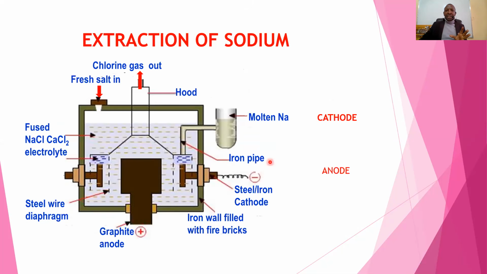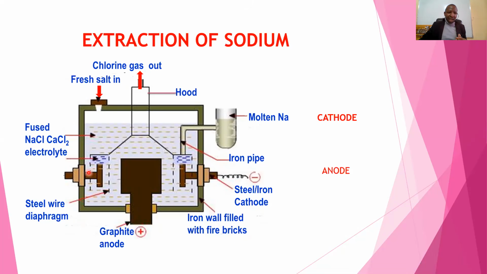Now we are looking at the extraction of sodium through the Downs cell. The entire chemistry of extraction of sodium is there. Listen very carefully. We put the fresh salt into the Downs cell. You are able to see the fresh salt in there. Once it is there, it is mixed with calcium chloride, whose role is to lower the melting point of sodium chloride from around 800 to 600 degrees Celsius.